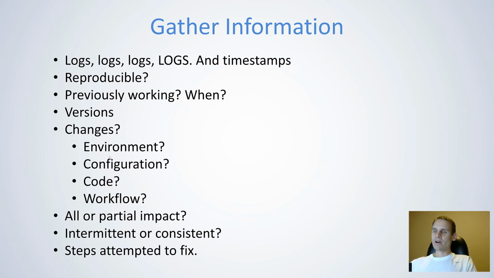Other pieces that are important are checking to see, is the issue reproducible? Was it ever previously working and when? Versions are important for different systems, and that's not specific necessarily to software. It can just be other components that you may be troubleshooting. Identifying changes in the environment and configuration and changes in code and changes in user workflows and processes and how the software is used. And if it's not software, how the machine or how the technical system is used. All of those can impact a problem.